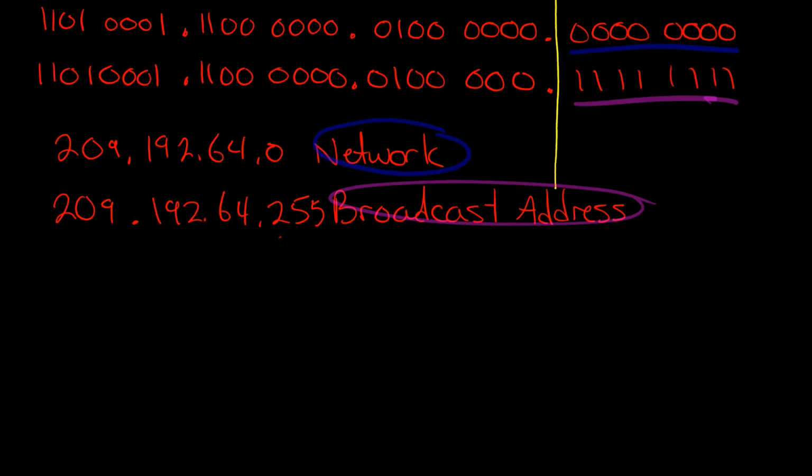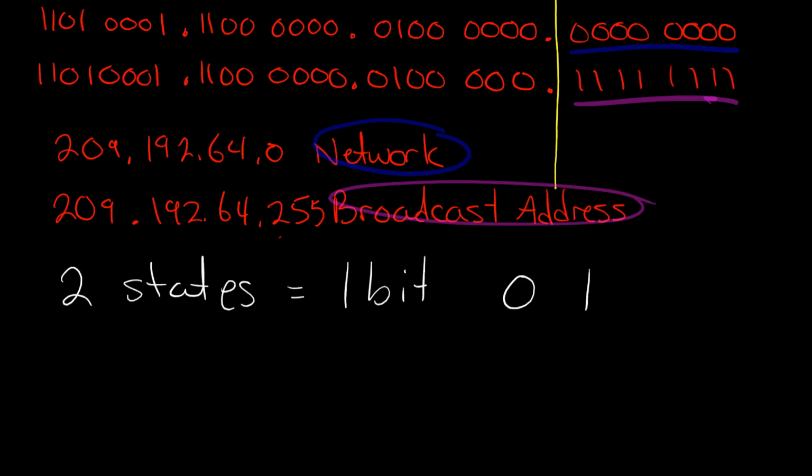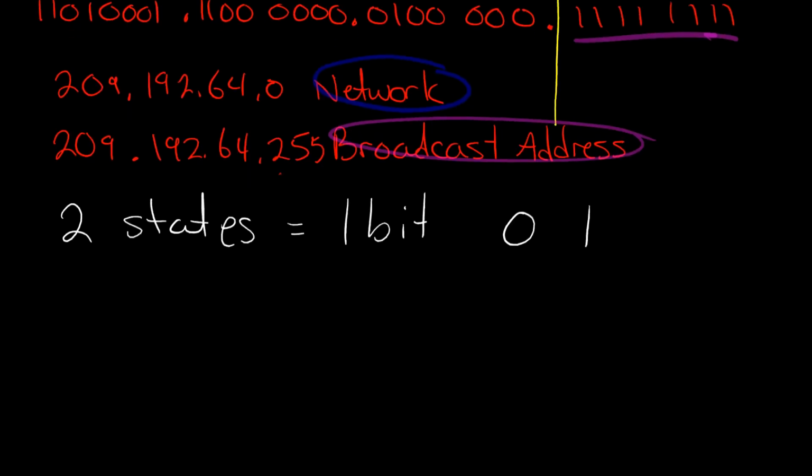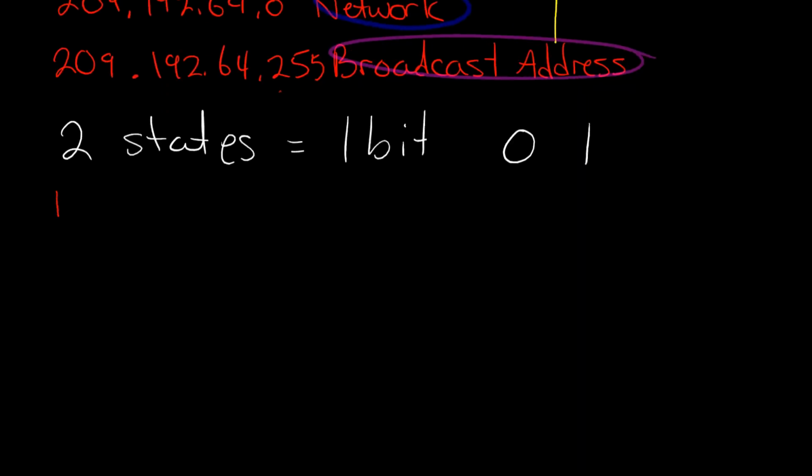In order to break this network address up into 2 different addresses, we're going to need to borrow some binary bits. And in order to get 2 different states, we're going to need exactly 1 bit. So we can have 0 or 1. Those are 2 possible states for this binary address. So what we're going to do is write our network address in binary: 1101.0001.1100, this is 192.64.0.